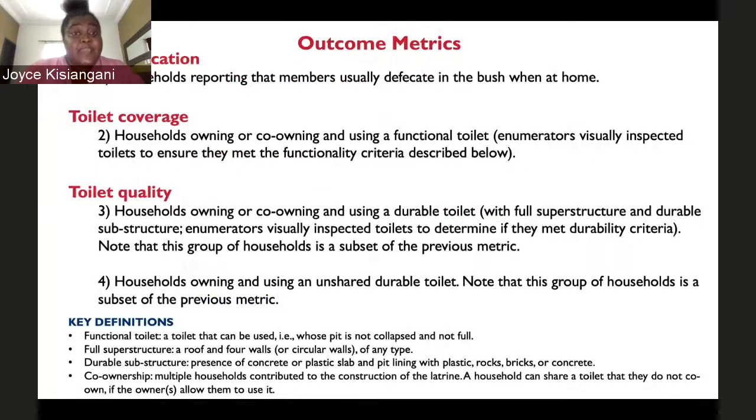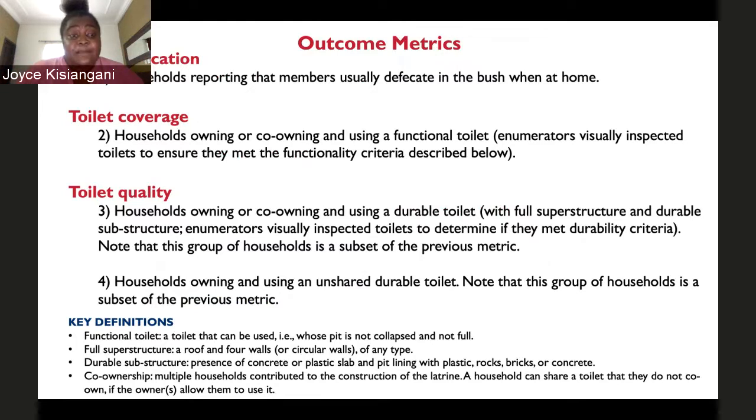We had 3 main outcome metrics. So the first one is the proportion of households who defecate in the bush when they are at home. The second one is on toilet coverage, which is the proportion of households who own or co-own and use a functional toilet. So co-ownership here means that multiple households contributed to building that toilet, and we define a functional toilet as a toilet whose pit is not collapsed, pit is not full, and has some form of superstructure.